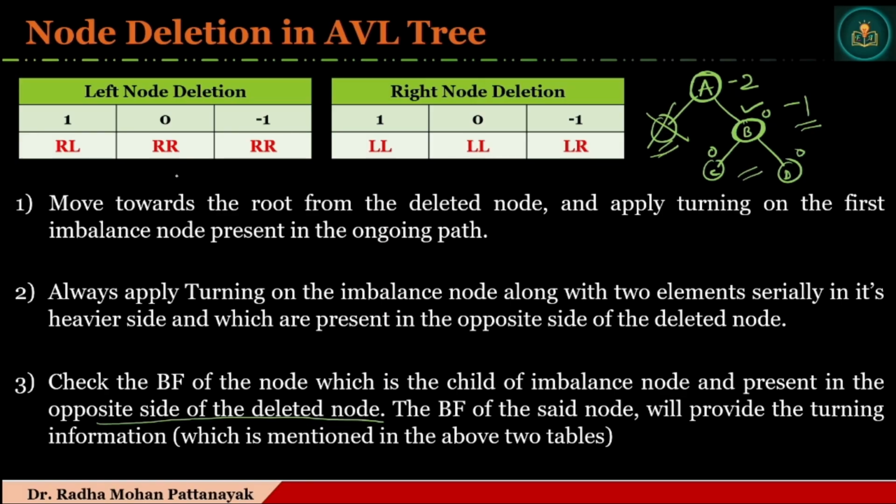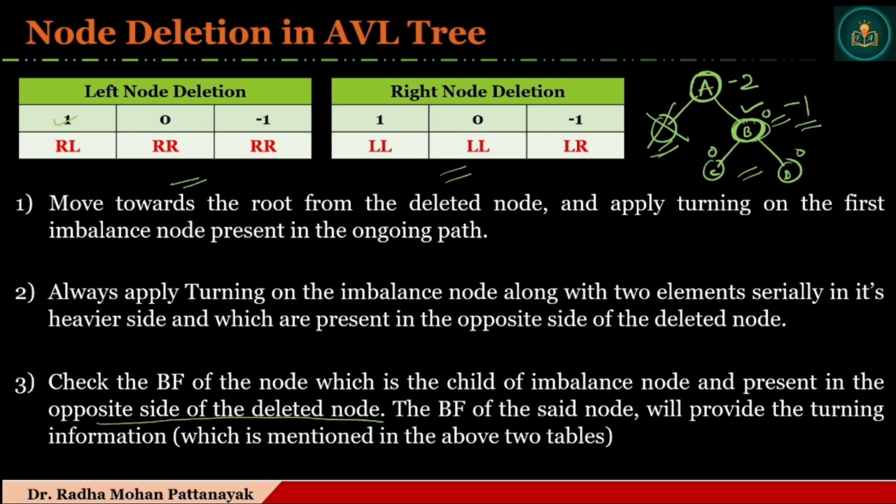So this information you will get in that table. Here I have given the left node deletion table and right node deletion table. 1, 0 and -1, these are the balance factors of this child node. Clear? And all the balance factors are associated with some turning method. So first find the balance factor of the child node, then with this balance factor go to the table and find what is the rotation associated with it. Then as per the rotation you apply the rotation on the imbalance node. I hope you understood. These are the 3 rules.